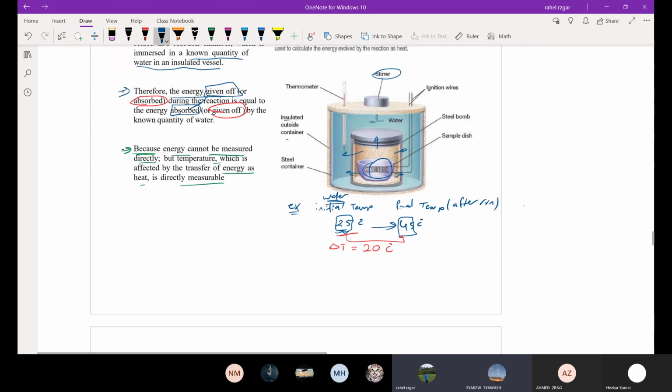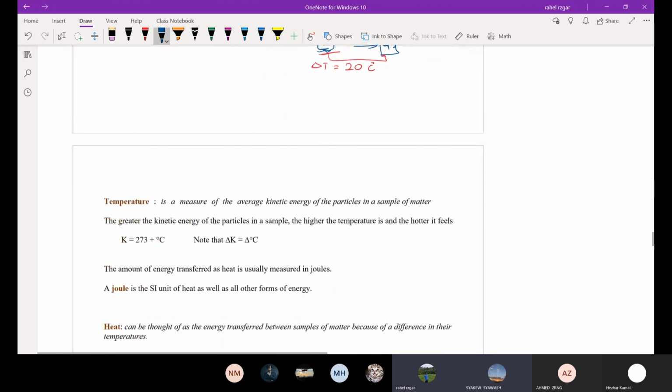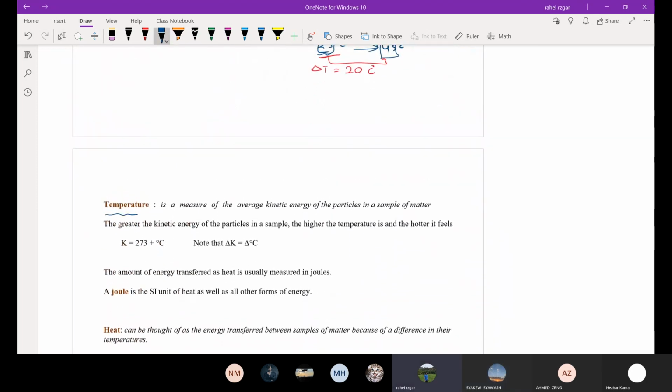Then what is temperature itself? When I talk about temperature, what is temperature? Temperature is a measure of the average kinetic energy of the particles in a sample of matter. So when you have some air, the average kinetic energy of the particles of the air, of that gas, is the temperature of that place. Or for example, of water.